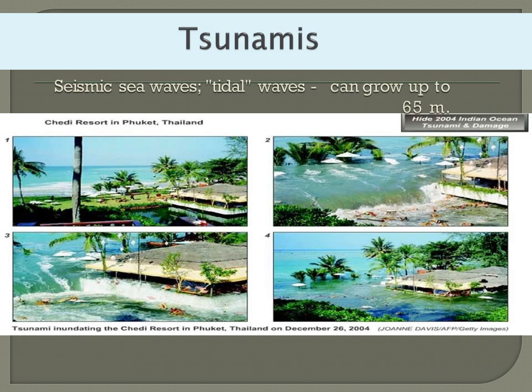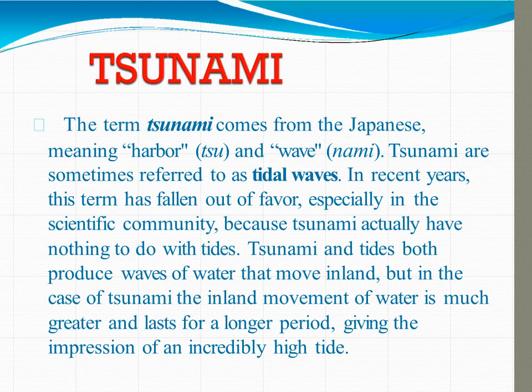So what do we mean by tsunami? Actually, tsunami is a Japanese word. Harbor is called su in Japanese, and wave is called nami. By adding these two words we get tsunami, and it is called a tidal wave. Tidal wave means the waves that rise due to tides.